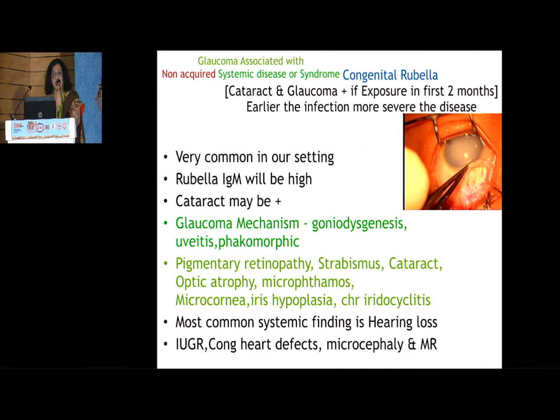Cataract and glaucoma can occur in patients with rubella. This still continues to be, sadly, a common thing in our situation. And the earlier the infection, the more severe is the effect. Rubella IgM may be high. Cataract may be present. The glaucoma mechanism is due to goniodysgenesis, uveitis, and phacomorphic. There are a plethora of other eye conditions like pigmentary retinopathy, strabismus, cataract, optic atrophy, microphthalmia, microcornea, iris hypoplasia, chronic iridocyclitis. All these may be present, as well as a multitude of systemic anomalies.